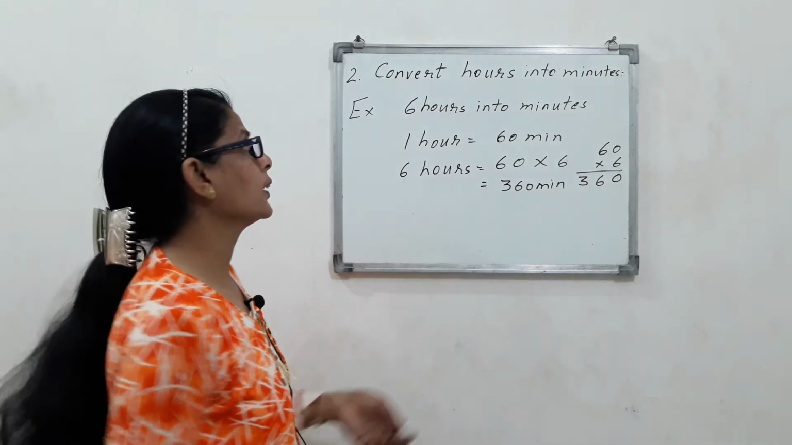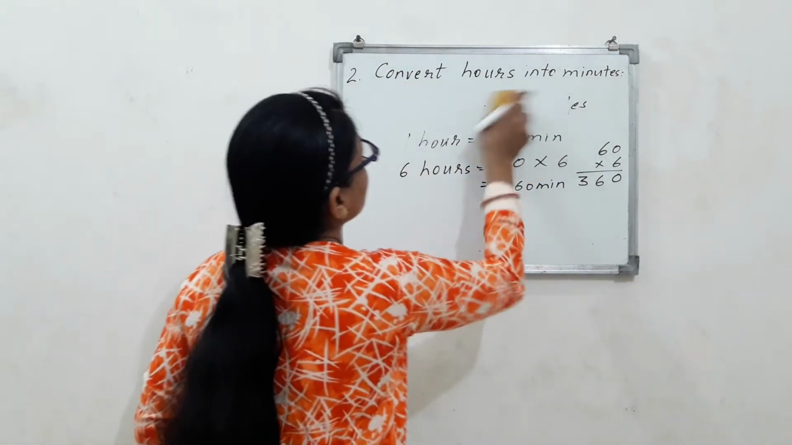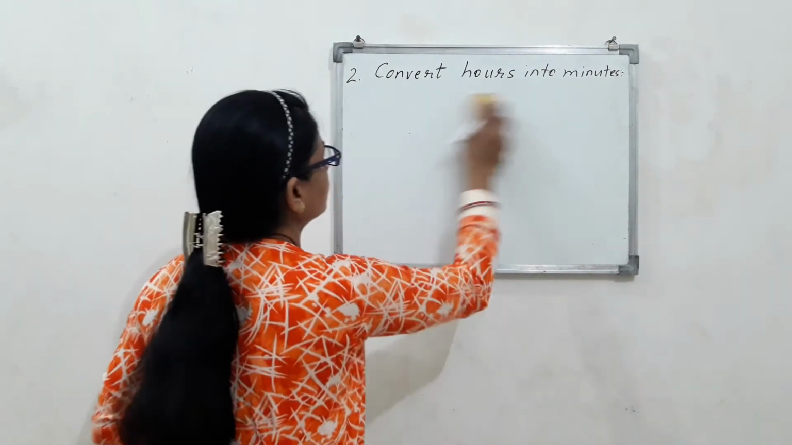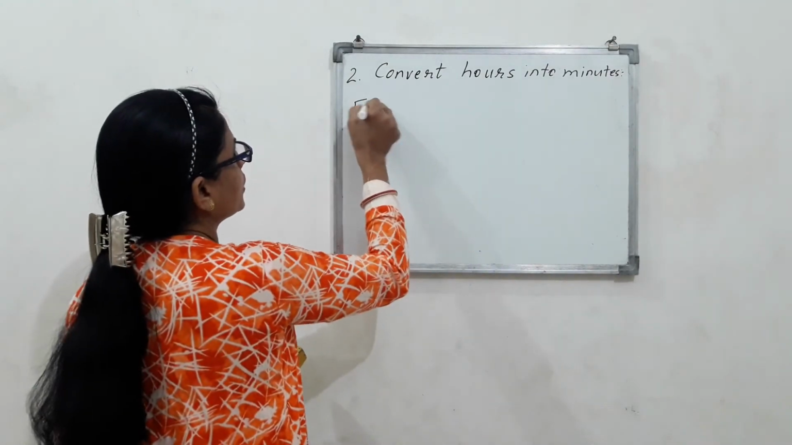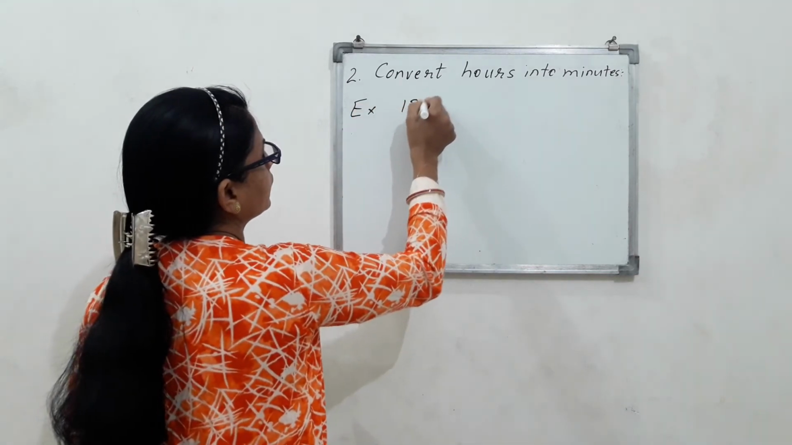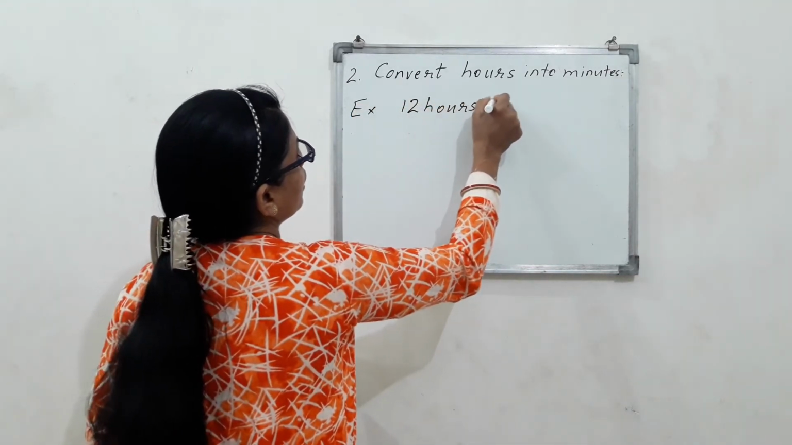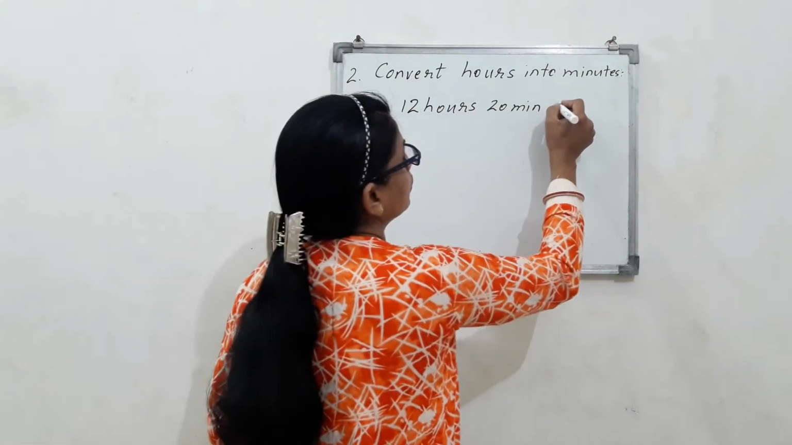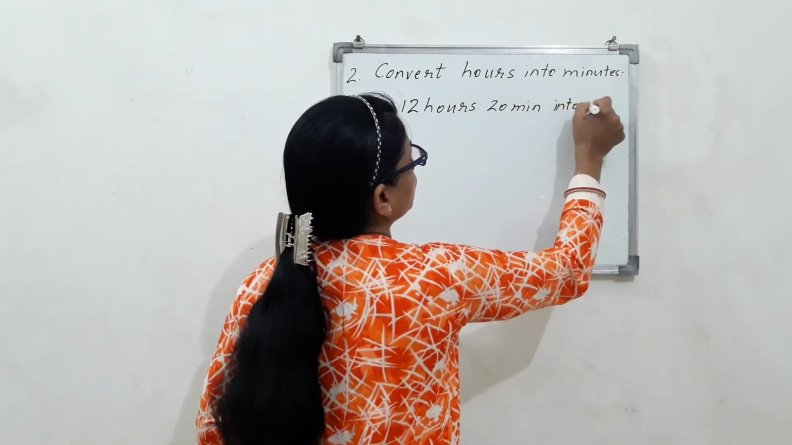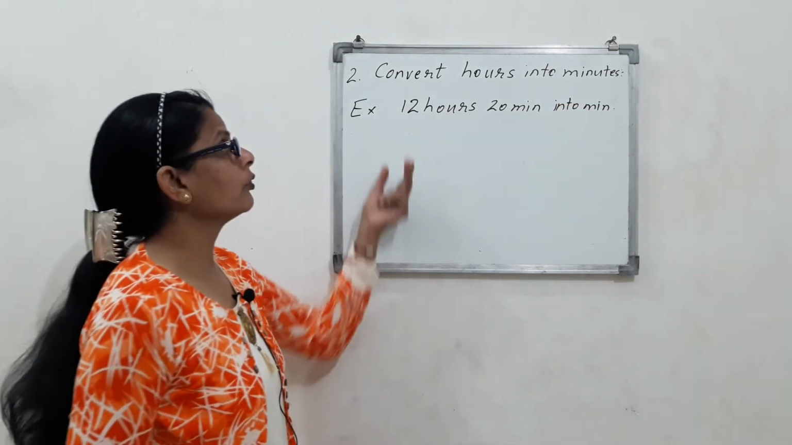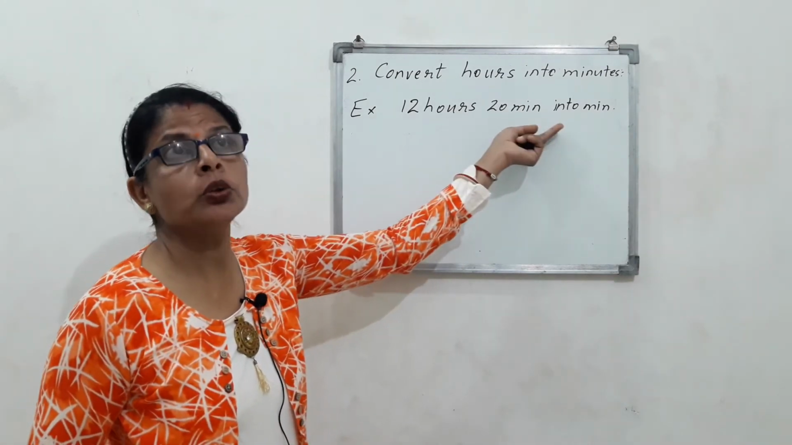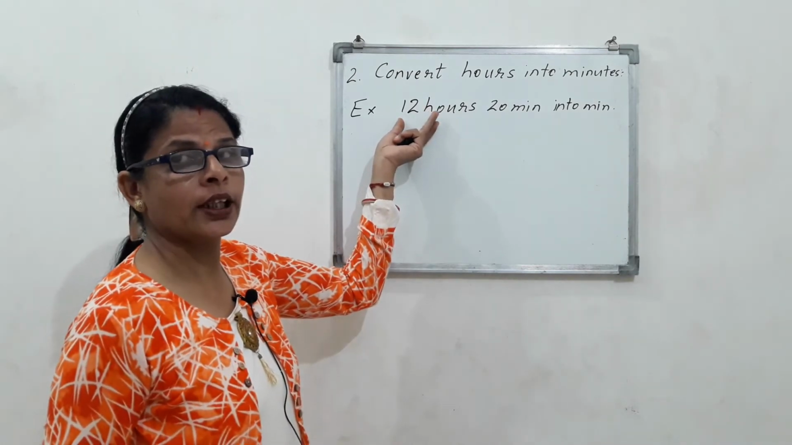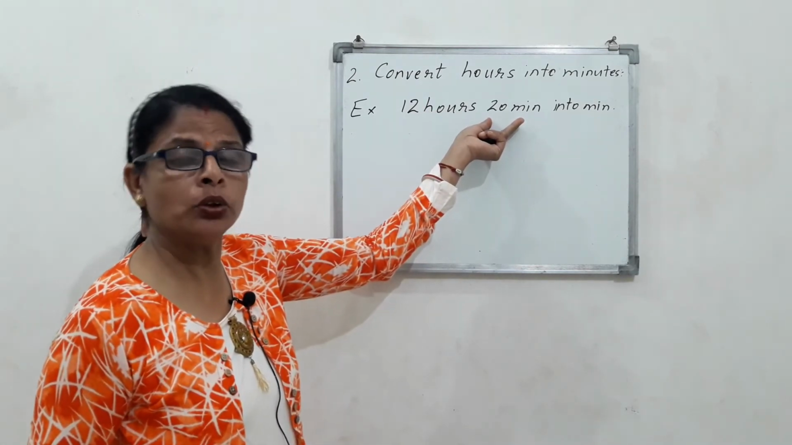Clear? Another example. Suppose the question is given 12 hours 20 minutes. You have to convert 12 hours 20 minutes into minutes. So what you will do? First you will convert the hours into minutes and then you have to add the minutes to minutes.